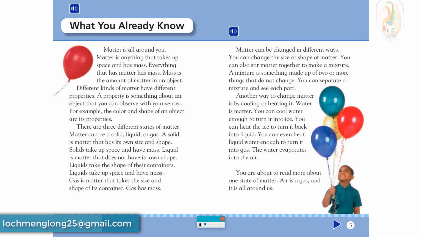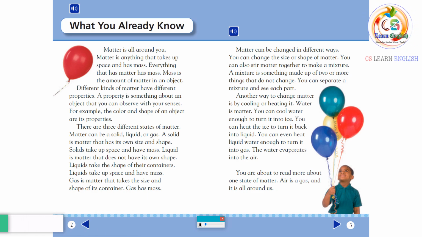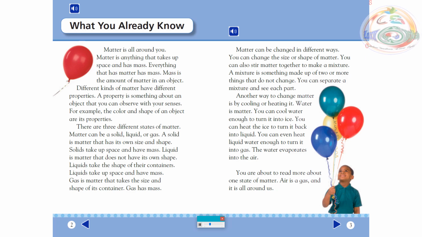What you already know. Matter is all around you. Matter is anything that takes up space and has mass. Everything that has matter has mass. Mass is the amount of matter in an object. Different kinds of matter have different properties. A property is something about an object that you can observe with your senses. For example, the color and shape of an object are its properties.